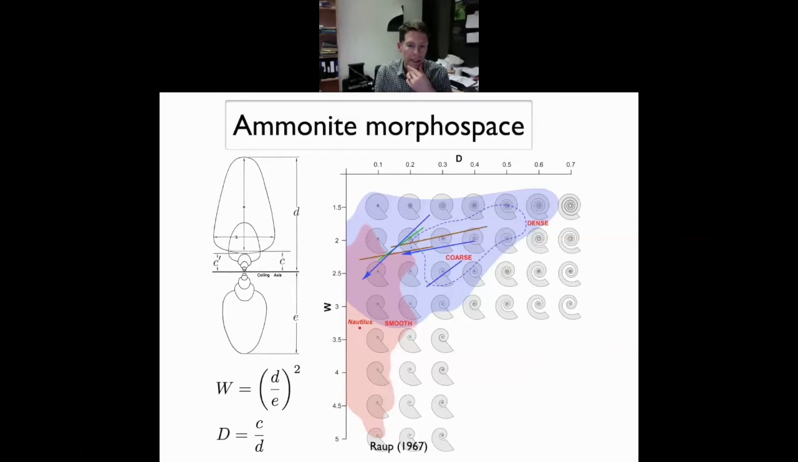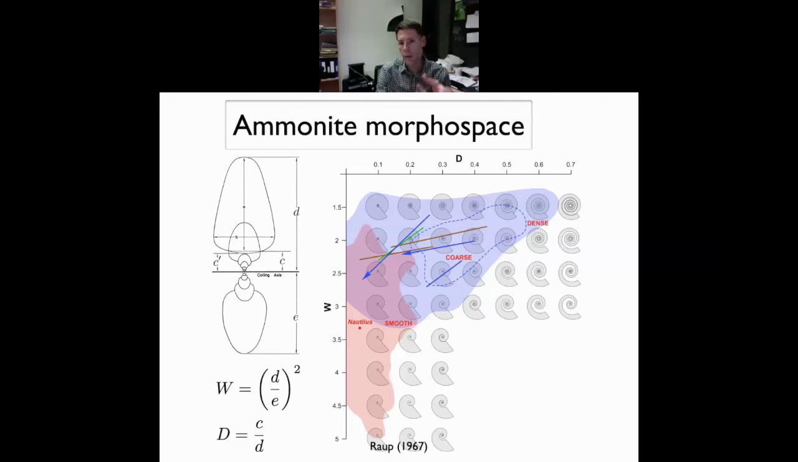If you go back to the 70s, actually earlier than that, 1967, David Raup was working on shells, and he created what is usually thought of as the first theoretical morphospace. He was studying ammonites, and he looked at the cross section. So imagine slicing open the ammonite, and you can measure these different things, such as how far apart the different edges are. From those, you can make these different parameters that he called W and D, and then you get this W and D morphospace.